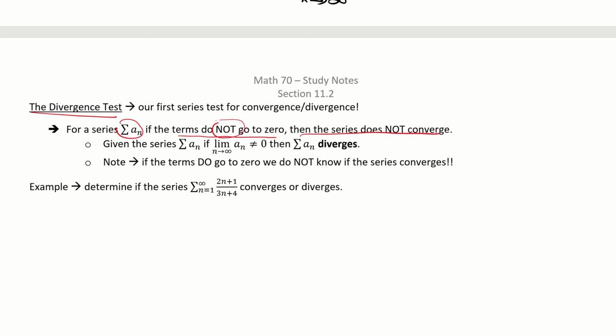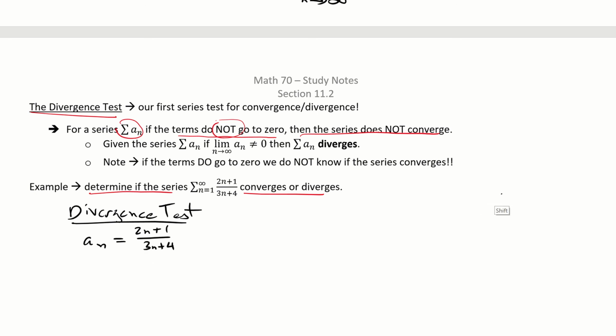Anytime you're looking at a series and the instructions for the next few sections say, determine if the series converges or diverges, here's what this test looks like. I'm going to run the divergence test. That's one of the things I want you to do, is state the test you're using. I'm going to take a sub n, which in this series is 2n plus 1 over 3n plus 4.